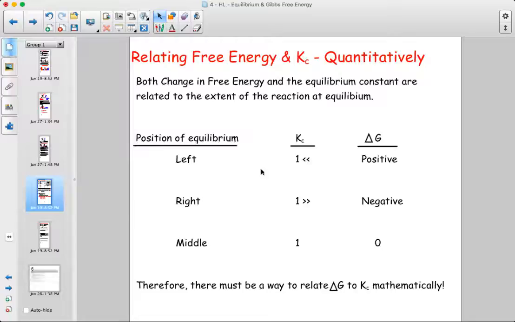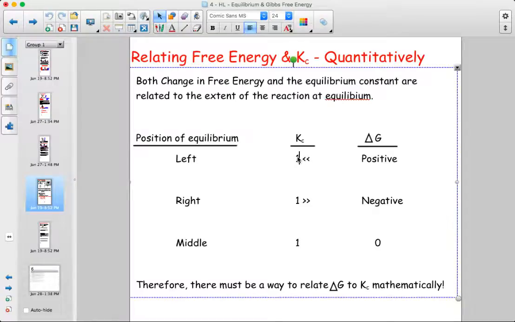So we can now relate delta G to Kc, because they both imply something about the position of the equilibrium. If you have a majorly positive delta G, a non-spontaneous reaction, that means that the position of equilibrium lies very far to the left. And that also means that the Kc value is going to be much smaller than 1. I think my Kc's here are incorrect.